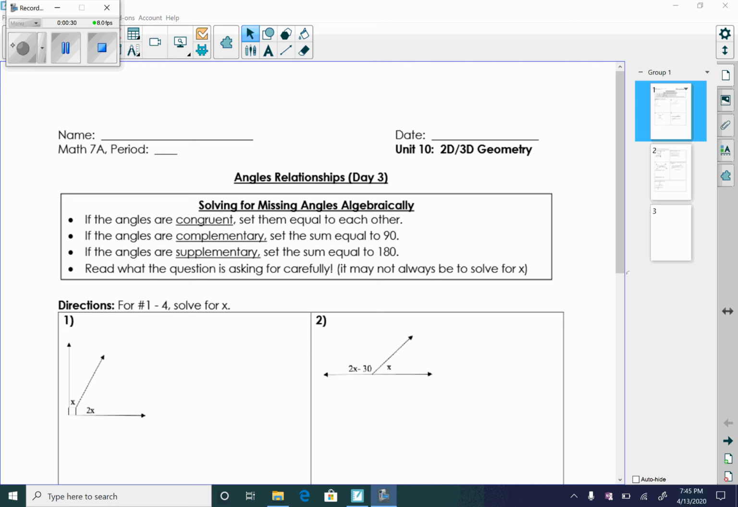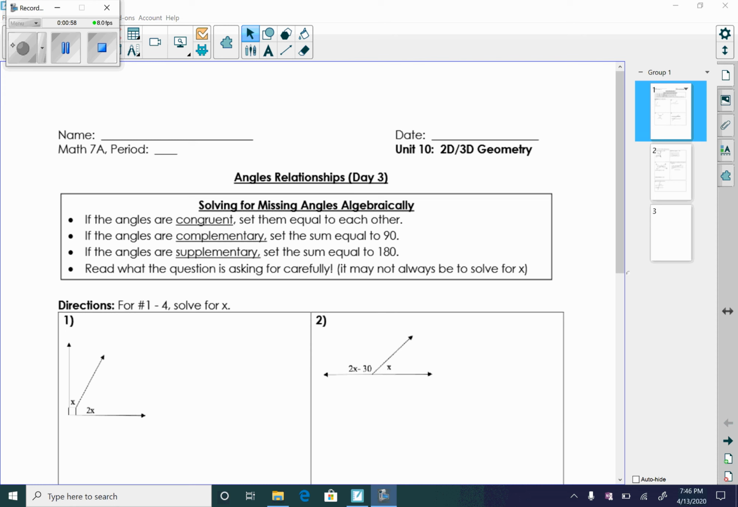So we're basically looking at three scenarios for angle relationships. The first thing that we can see is that angles are congruent to each other. If we see a diagram where the angles are congruent to one another, then in the equation that we write, we're going to set the two expressions equal to each other. And I'll show you what that means in a little bit.